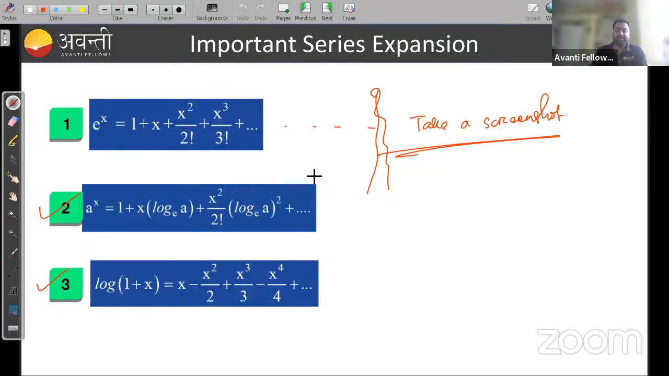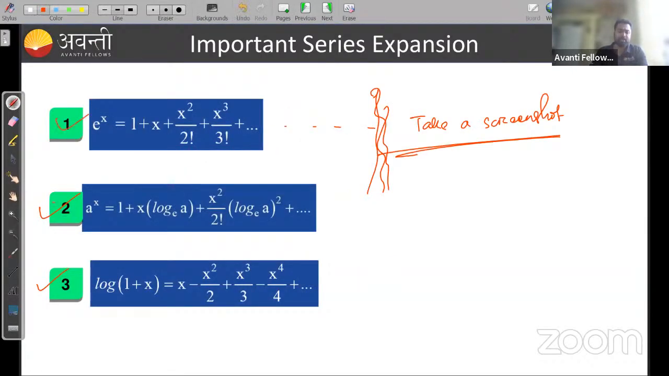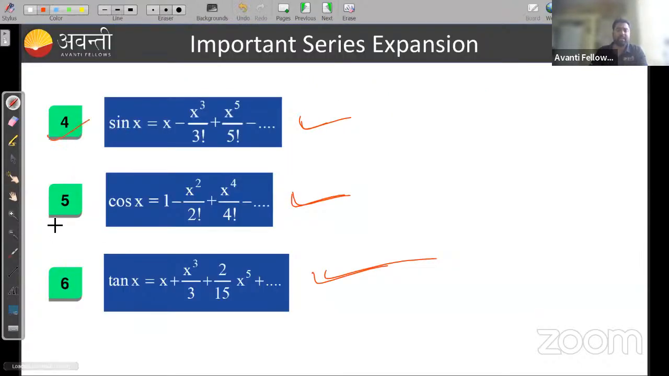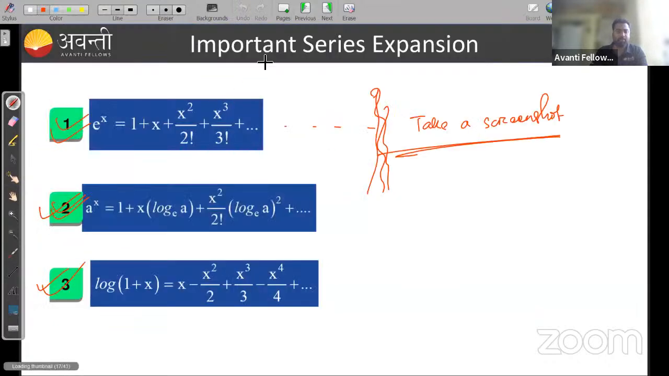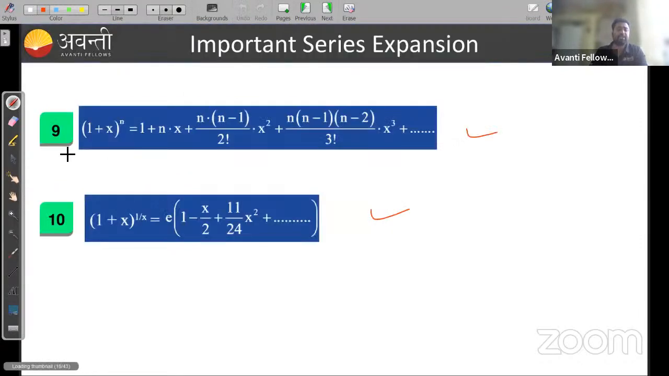So these are the expansions you need to remember. Simply what I'm saying, just remember e raised to x, a raised to x, log of 1 plus x, sin x, cos x, tan x. And also, if you can remember tan inverse of x and sin inverse x. And lastly, these are important, the binomial expansion, that is 1 plus x to the power n, and also 1 plus x to the power minus 1 by x. So these are the expansions you need to remember.